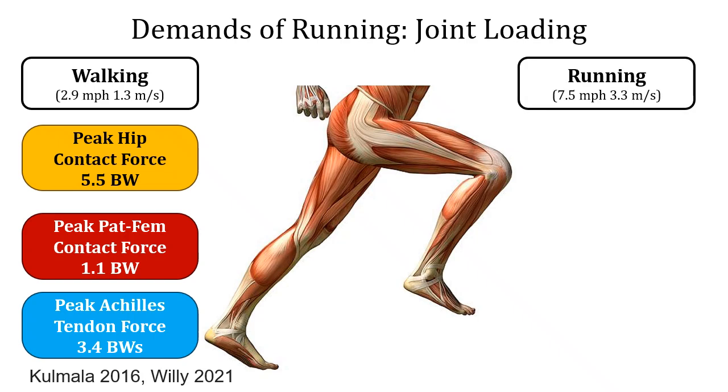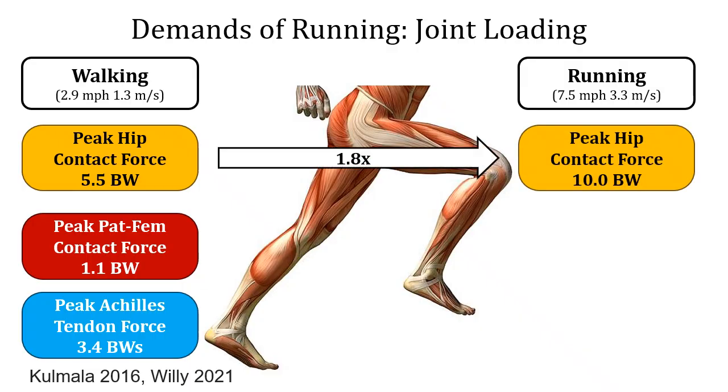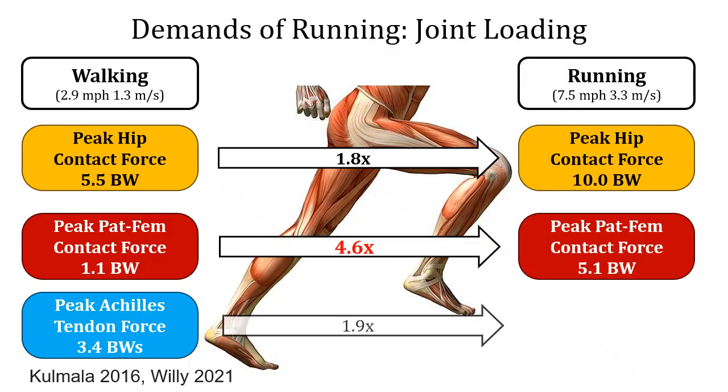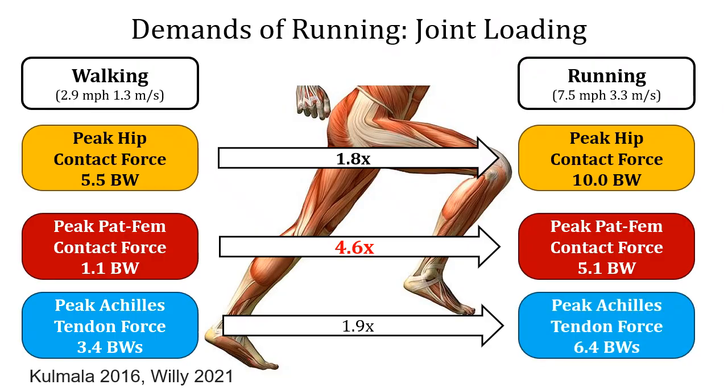And then running, at least at 7.5 miles per hour, this would obviously, as we saw, increase as we increase in speed, but we get about a 1.8x increase at the hip, but we get a 4.6 times increase at the knee. Where our patellofemoral contact forces jump from 1 to 5.